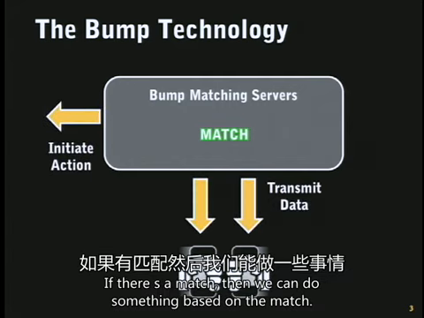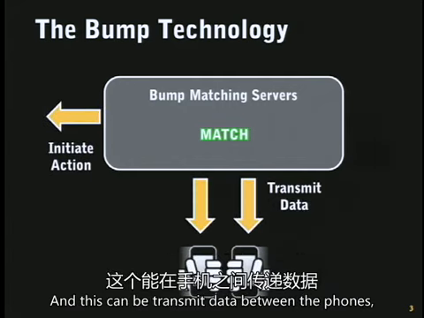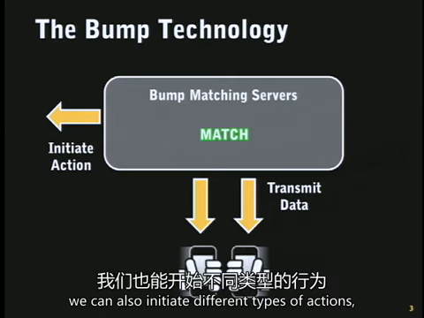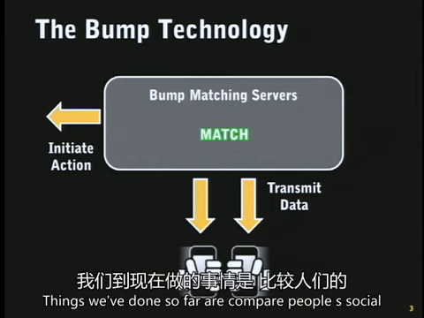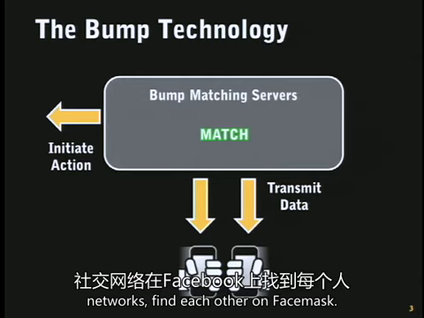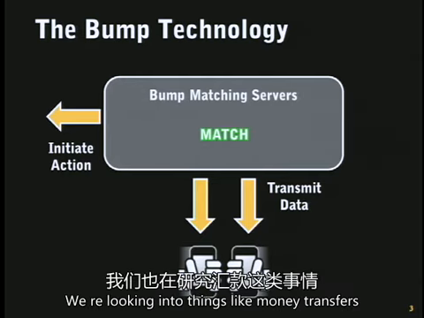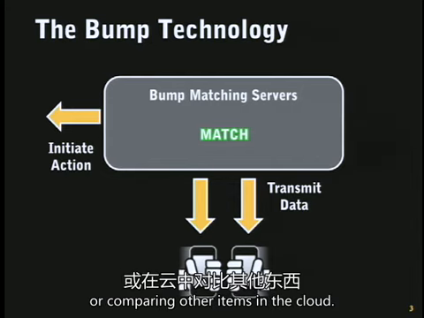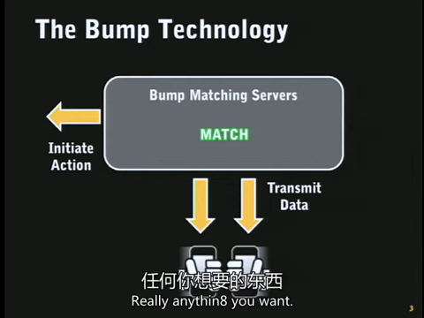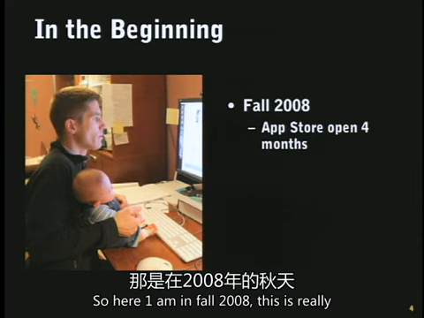If there's a match, then we can do something based on the match. And this can be transmitting data between the phones. We can also initiate different types of actions. Things we've done so far are compare people's social networks, friend each other on Facebook. We're looking into things like money transfers or comparing other items in the cloud. Really anything you want.